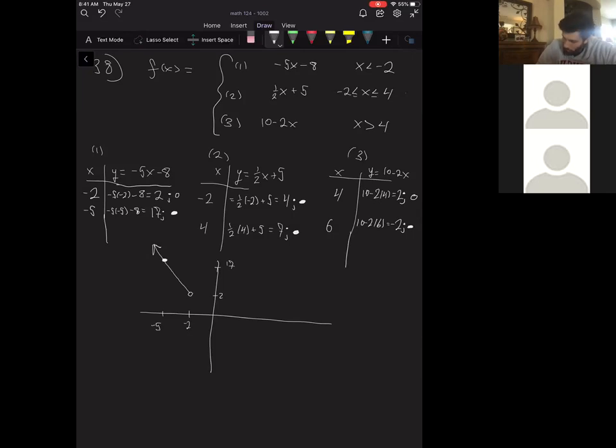Now we move to the middle table. It says at minus 2, it's going to be 4, with a closed dot. And at 4, it's going to be 7. And then we connect those 2 dots together. However, we stop in the middle like that. There are no arrows because this middle equation, equation number 2, is only for in between minus 2 and 4. So we just draw a line between the x values of minus 2 and 4.